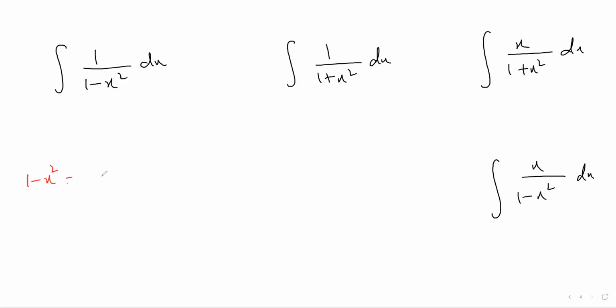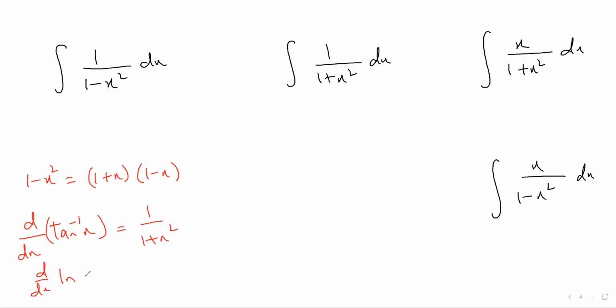minus x squared can be factorized as 1 plus x into 1 minus x. And then you also need to know that the derivative of tan inverse of x is 1 over 1 plus x squared. And you should also know that the derivative of ln 1 plus x squared is 2x over 1 plus x squared.